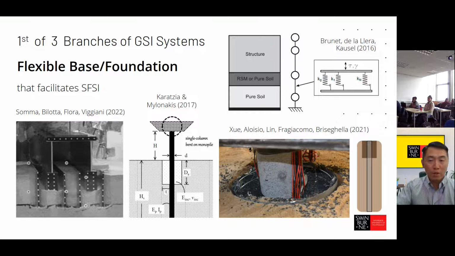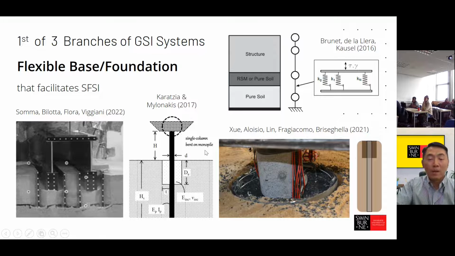And apart from the use of rubber soil mixtures, there are also other schemes that can be used for facilitating soil foundation structure interaction. For example, what if we do not fill up or do not replace the material below the foundation, but just remove the material surrounding the foundation? So this is what they call lateral disconnection, and this, in principle, is also similar to what we are researching on. And this is done by a group in Italy and also by Cambridge.